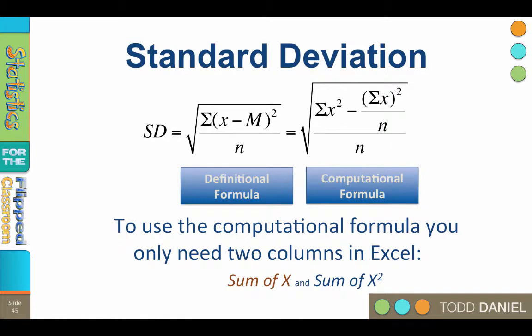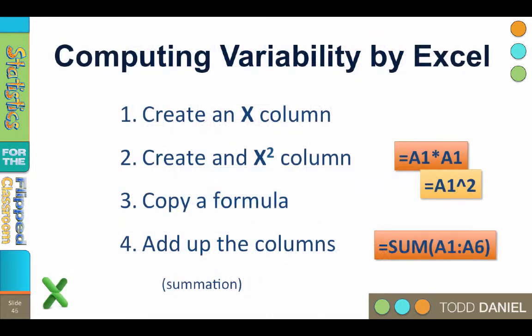To use this formula, you will only need two columns in Excel, the sum of x and the sum of x squared. So here's our strategy. We are going to create a data set in Excel. We will put all of our data into the first column, called the x column. We will then create an x squared column using a formula, copying it to the lower cells as necessary, and finally, we will add up the columns using summation to create the sum of x and the sum of x squared. These values will be plugged into our new formula. So, we need some data.